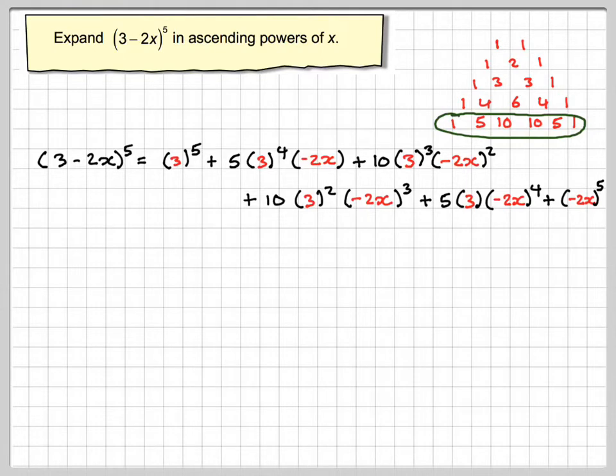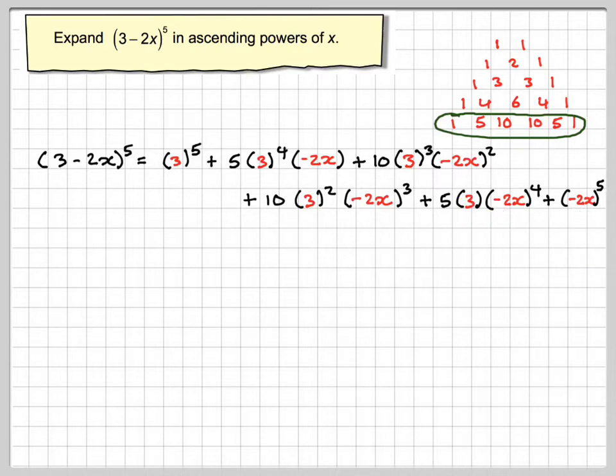So just a few things to notice. The powers of x are ascending. Here we have x to the 0, so that's 1, so we don't write it in. Then we've got x, and this will be x squared. It's important to write it in brackets, particularly if it's negative, because this term will be negative, but this term will be positive, because when you square the minus 2, it becomes plus 4. This term will be negative, this term will be positive, and this will be negative.